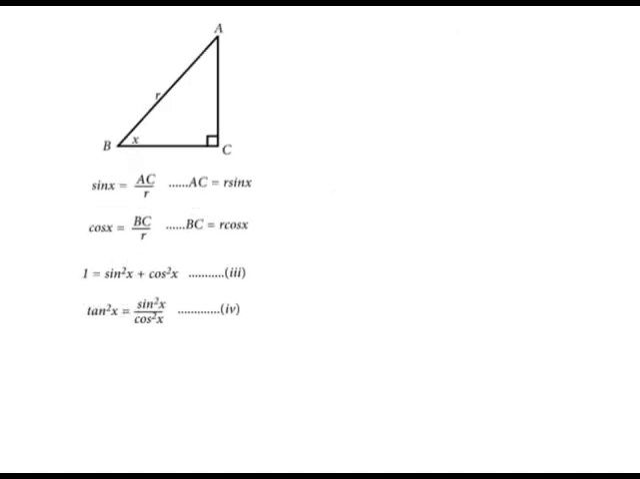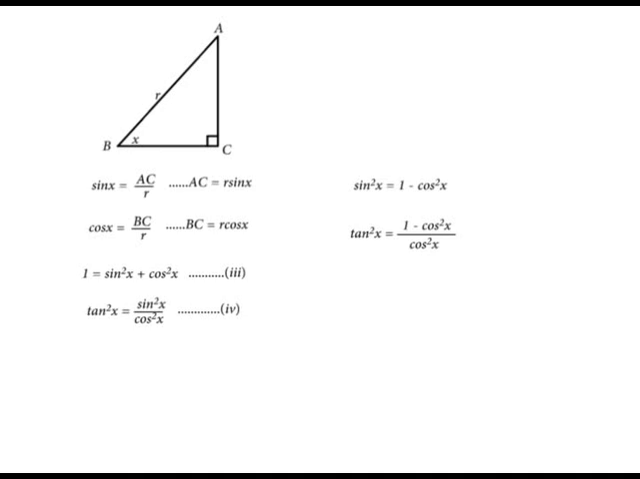Now rearranging equation 3, we can have sin squared X is equal to 1 minus cos squared X. If we substitute that into equation 4, we shall have tan squared X is equal to 1 minus cos squared X over cos squared X.